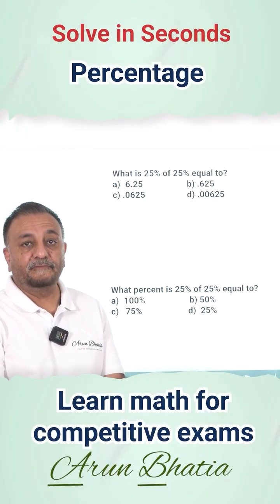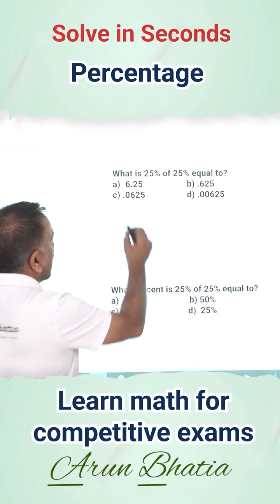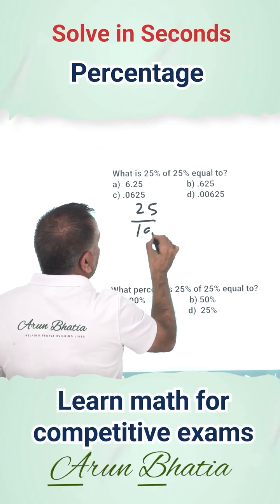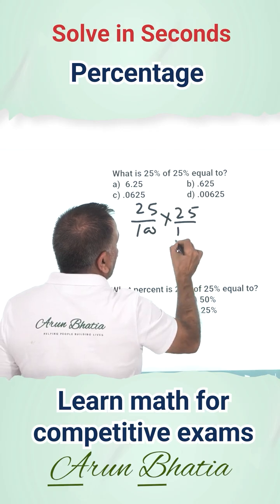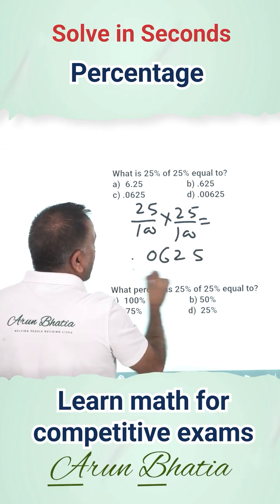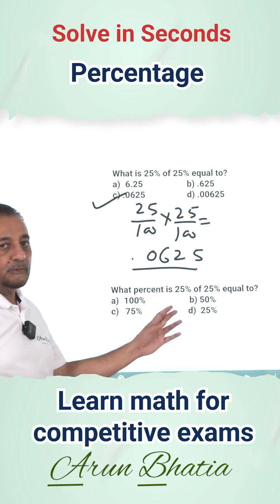Students, we are discussing a very important but basic concept of percentage. What is 25% of 25%? This means 25 upon 100 into 25 upon 100 comes out to be 625 with 4 decimals. So the answer is C here. But how can we solve this question?